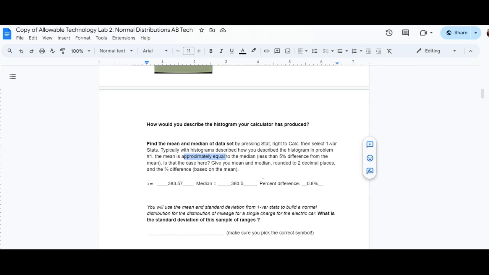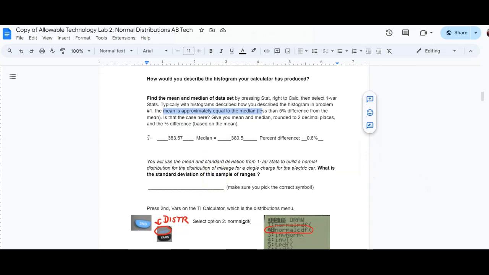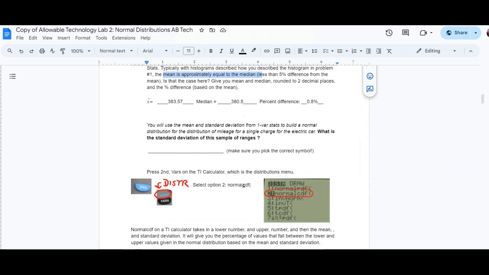So these two values are very close, and based on what we said for here, when we have a histogram like that, the mean is typically equal to the median. They're not always going to be perfectly equal, but they're very close. We are very close to these two values being equal. So that follows with the description we gave of that histogram.